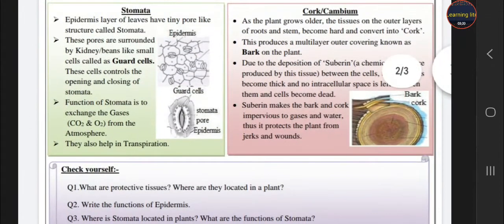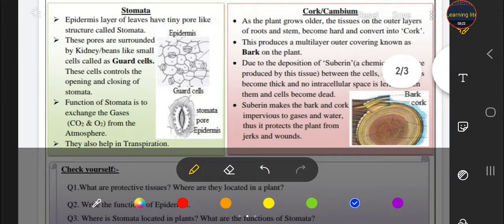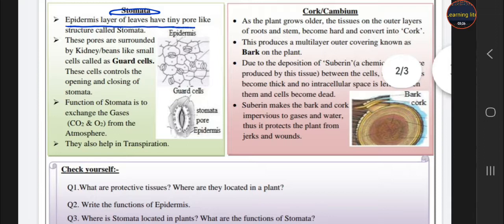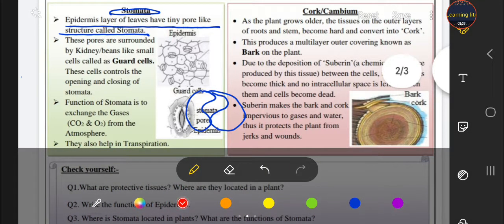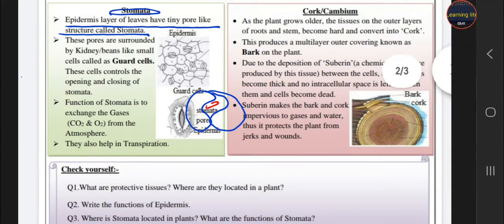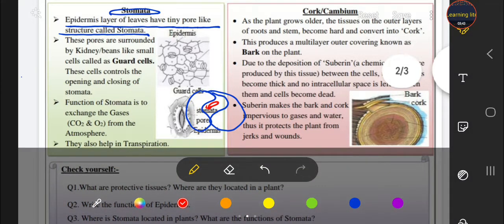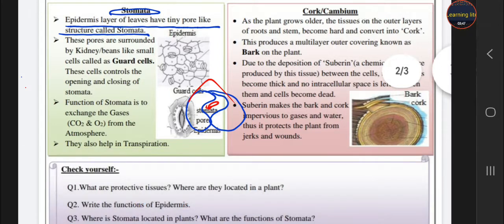Second one is stomata. What is stomata, students? Stomata are simply pores. The epidermal layer of leaves has tiny pores, and these tiny pores are called stomata. Students, these tiny pores are surrounded by bean-shaped cells. These are the bean-shaped cells, and these cells are called guard cells, and this is our stomata. And these cells are guard cells. They protect and they control the opening and closing of stomata.